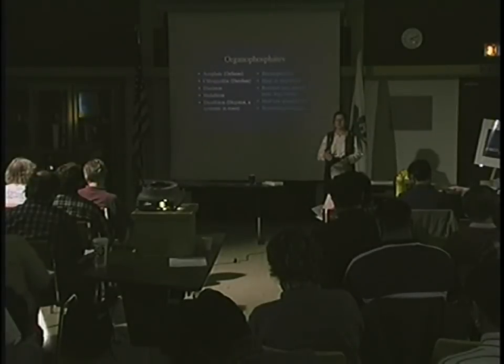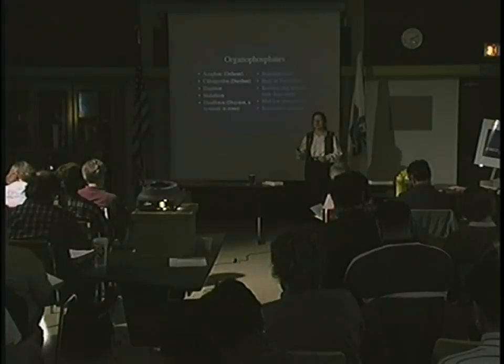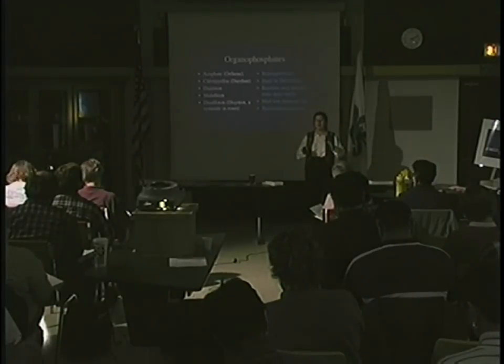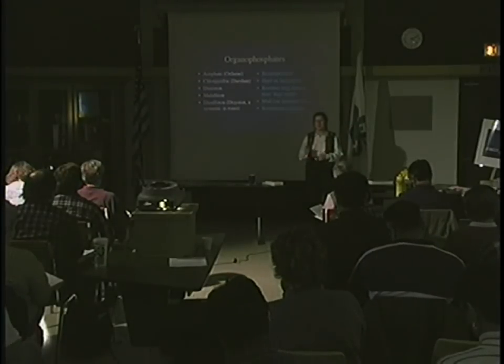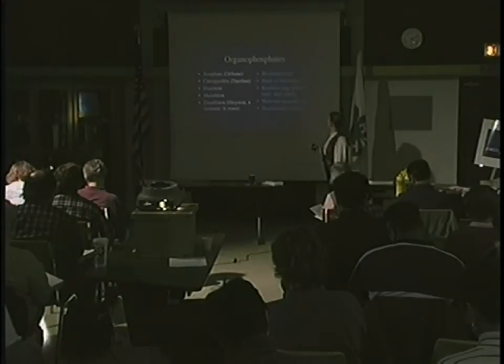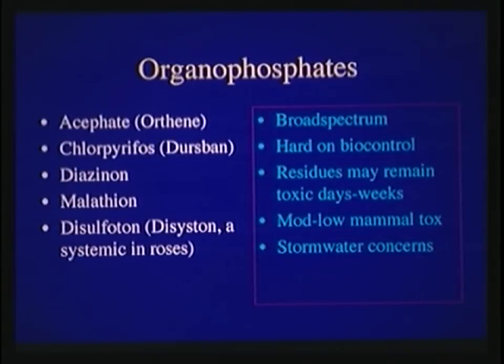So they're broad spectrum because the nervous system of people and insects uses the same chemicals. That's one reason why they're toxic to people too, because they're working on similar chemicals in our nervous system. So that makes them broad spectrum. They're hard on biological control. Most of these products leave residues for at least several days, and often for weeks, maybe even a month. They tend to have varying mammalian toxicity depending on the material.